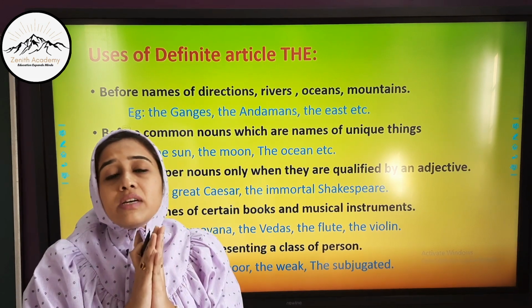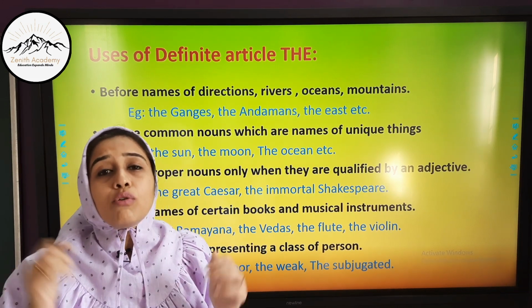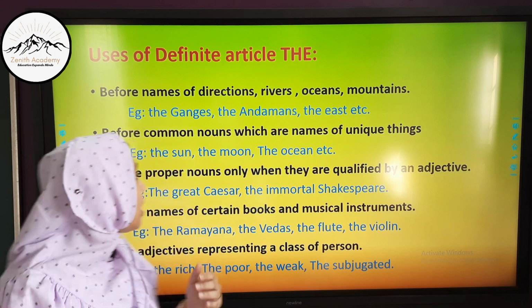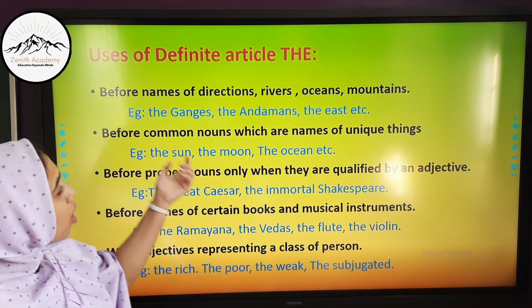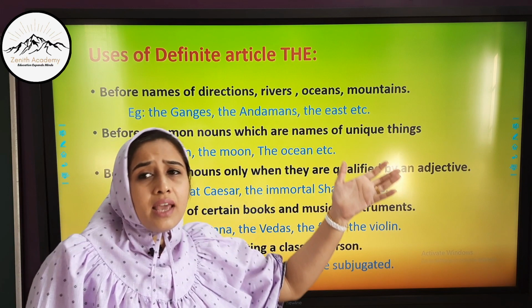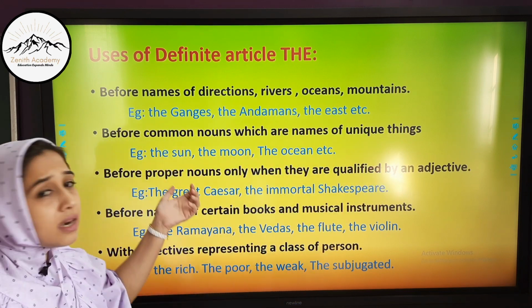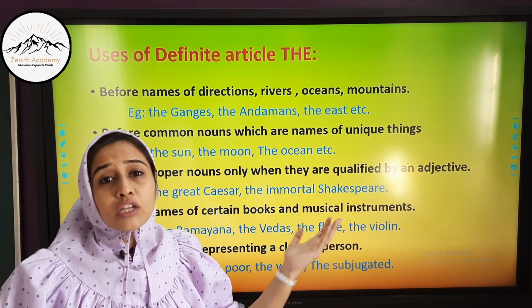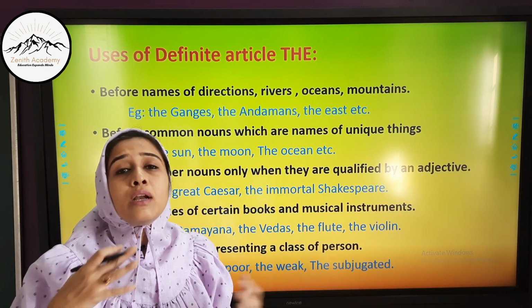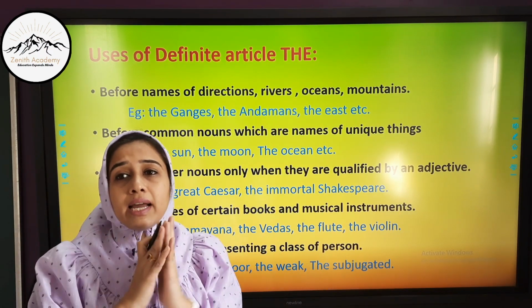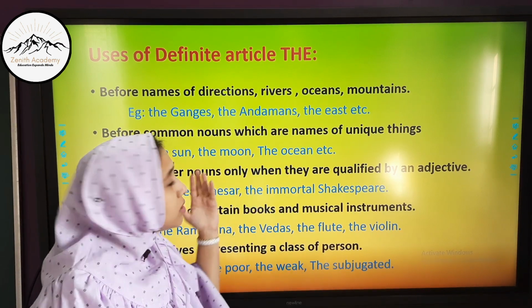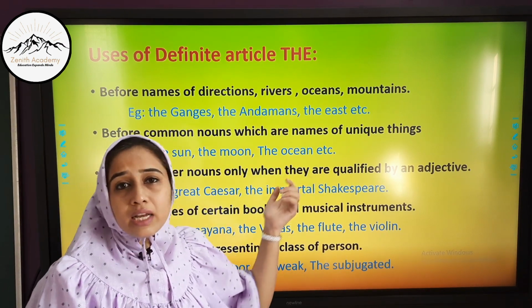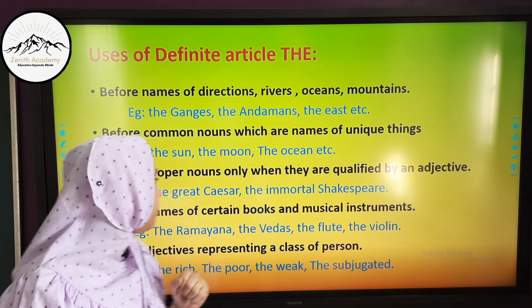I will never say my house is in west. It looks inappropriate. Also, "the" is used before common nouns which are names of unique things like the sun, the moon, the ocean, the planets, the solar system. All these are unique things, only one in the entire universe. So we use "the" as the definite article before mentioning these names.